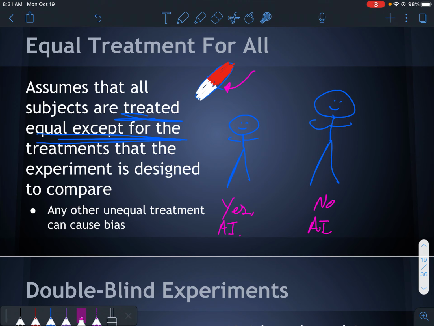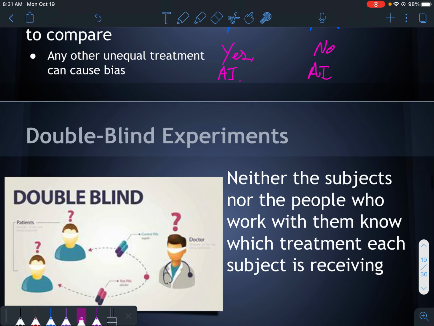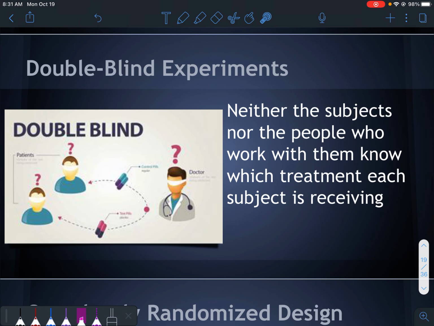So this right here would be a single-blind experiment, where what we have is a pill going into the individual. The individual doesn't know if they have the treatment or the placebo. Now, a double-blind experiment is one where neither the subjects nor the people who work with them know which treatment the subject is receiving.